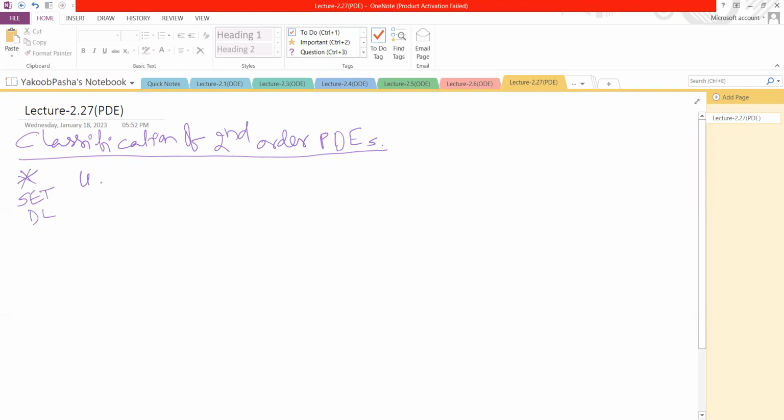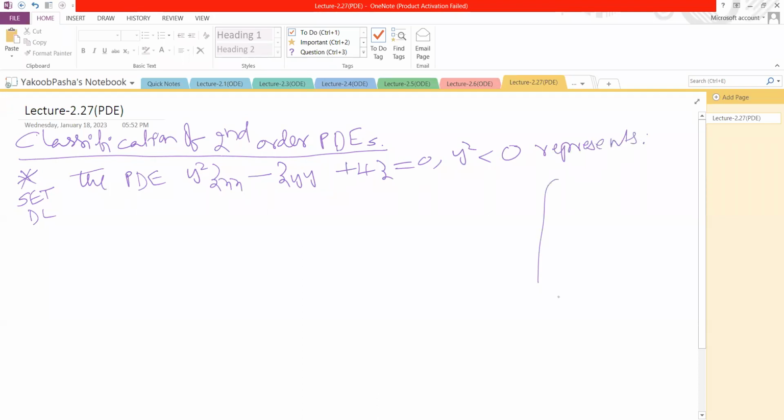The partial differential equation, the PDE, I am writing simply PDE: y square zxx minus zyy plus 4z is equal to 0, y square less than 0 represents. We have four options, same options as in SET and BL.